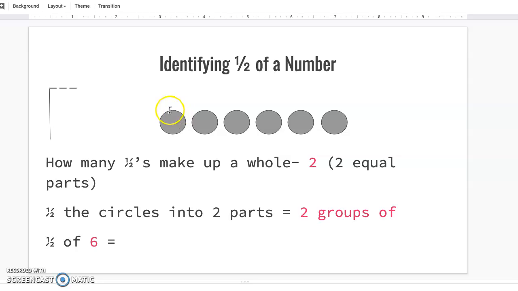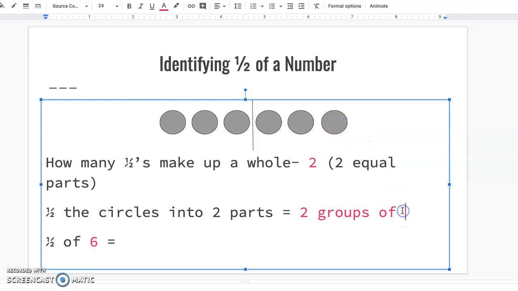So there's 6 circles. 1, 2, 3, 4, 5, 6. Then we have to half them right down the middle. And then that way we'll have 2 equal groups. So we have 1, 2, 3 on this side, 1, 2, 3 on the other side. So 2 groups of 3. So 1/2 of 6 would be 3.